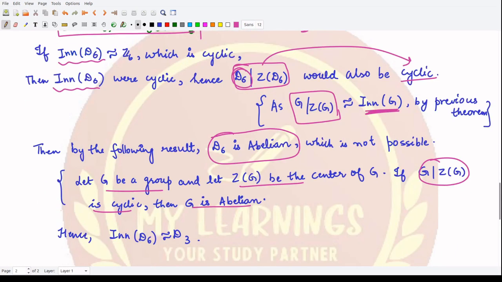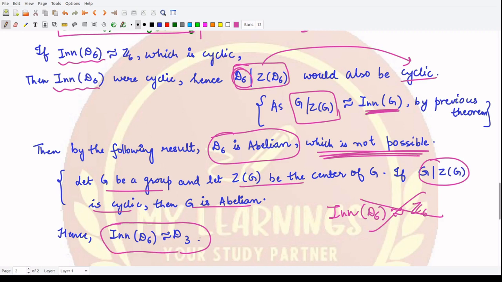And D6 is abelian, what does it mean? It means that all the elements commute here. However, this is not possible in D6, correct? Hence we cannot have the inner automorphism group of D6 isomorphic to Z6. This cannot be there. So the only choice available is this. Once you know the structure of D3, which is the symmetries of a triangle, you automatically know the inner automorphism group of D6. Right, it's as simple as that.